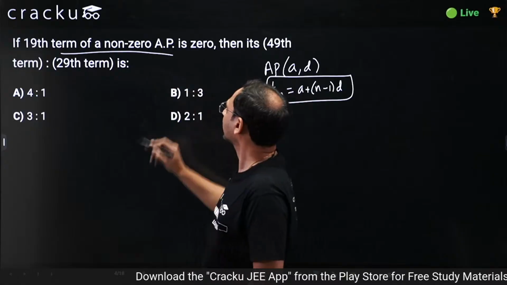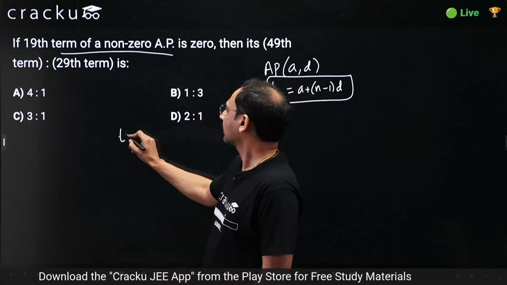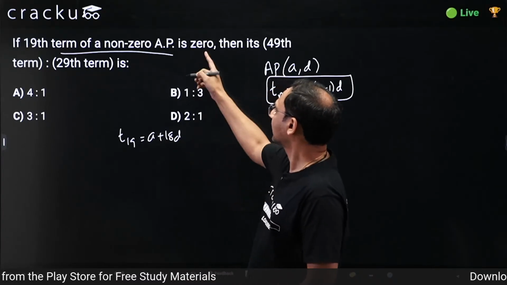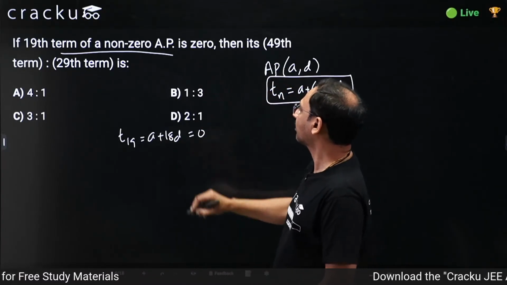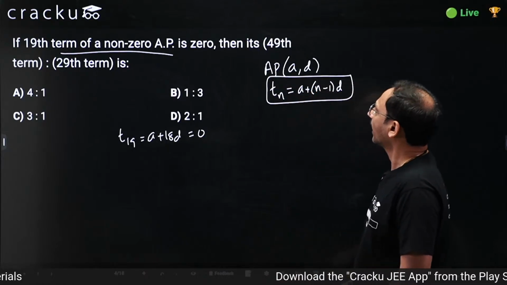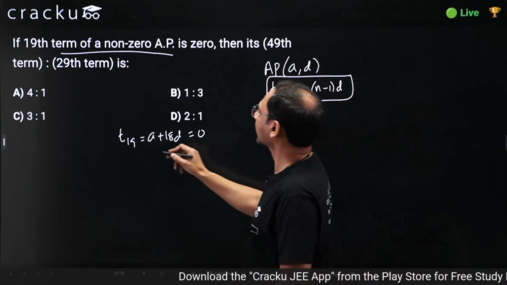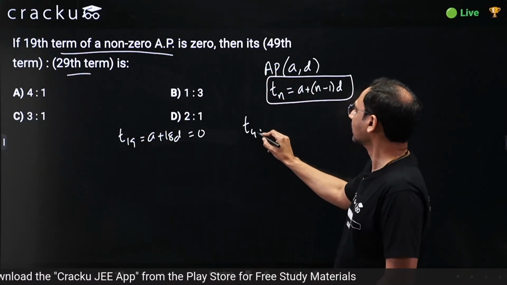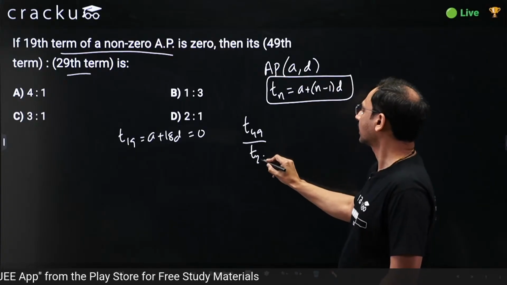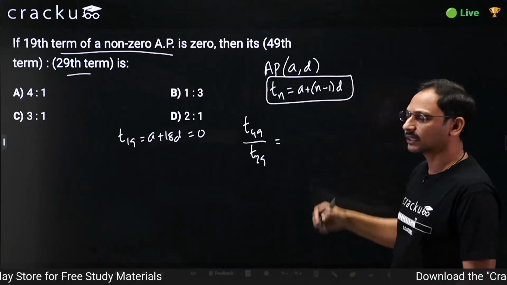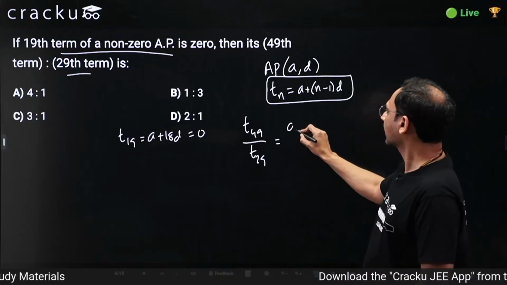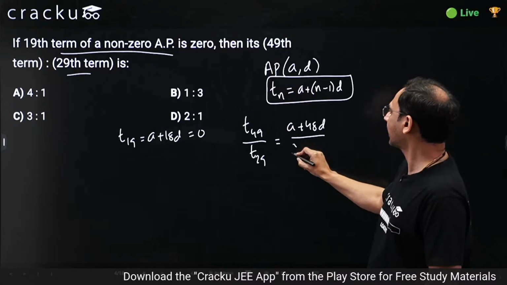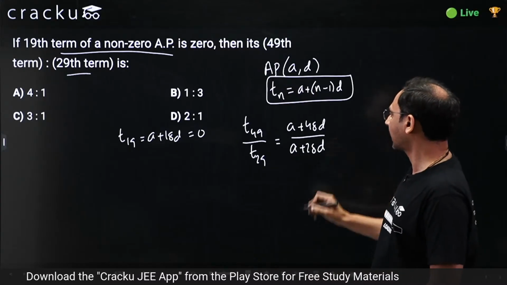19th term of a non-zero AP is given by T19 or A plus 18D. It is given to be 0. So A plus 18D is 0. And we want the ratio of 49th term to 29th term. So let us see what it becomes. T49 by T29. So with this general formula, what is 49th term? A plus 48D upon 29th term will be A plus 28D.